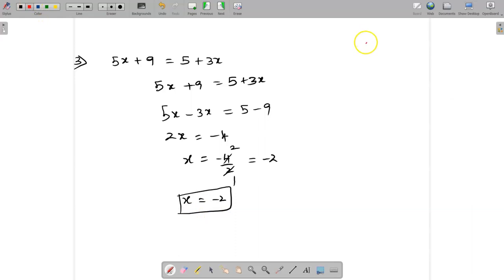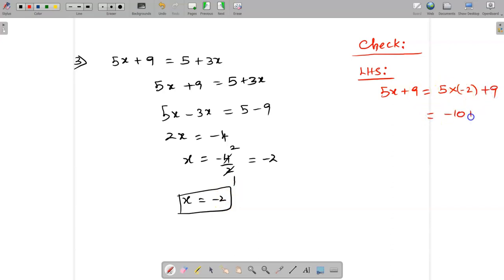So we can check the result. When checking the result, take the left hand side of the given problem. The given problem is 5x plus 9. Wherever I have x, substitute it as minus 2. So 5 into minus 2 and plus 9. So it is minus 10 plus 9, which is nothing but minus 1.